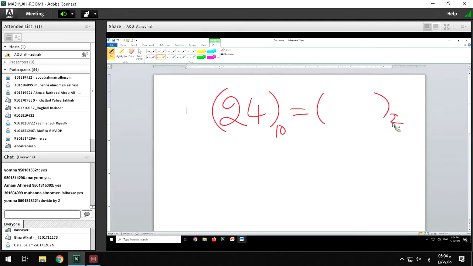So you calculate and tell me, what is the binary of this decimal number 24? What is the binary of this decimal number? 11000. Can someone confirm this? Amani Ahmed says 11000. Yumna, is it correct?